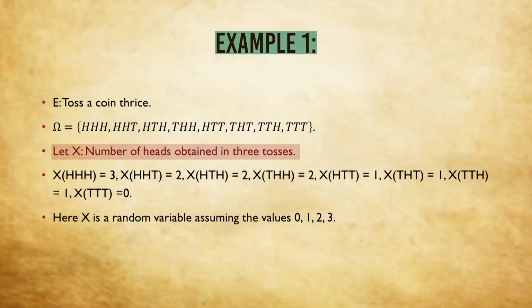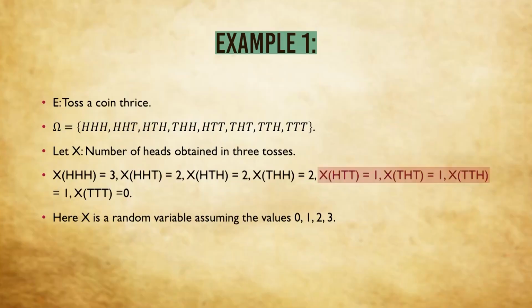Now see, if I define a random variable x as, okay, forget about a random variable. First think about a variable. We define a variable x as number of heads obtained in 3 tosses. Now, when the outcome is HHH, what will be the value of x? 3, because there are 3 heads. When the outcomes are HHT or HTH or THH, what will be the value of x? x will be equal to 2. So, x will be equal to 2 for 3 outcomes. Similarly, x will be equal to 1 when the outcomes are HTT or THT or TTH. Finally, x will take up the value 0 for the outcome TTT.